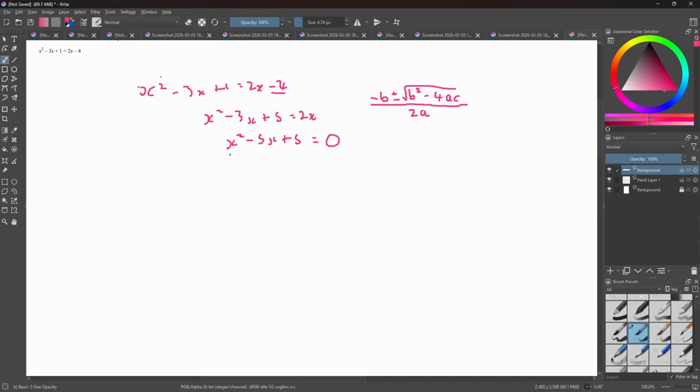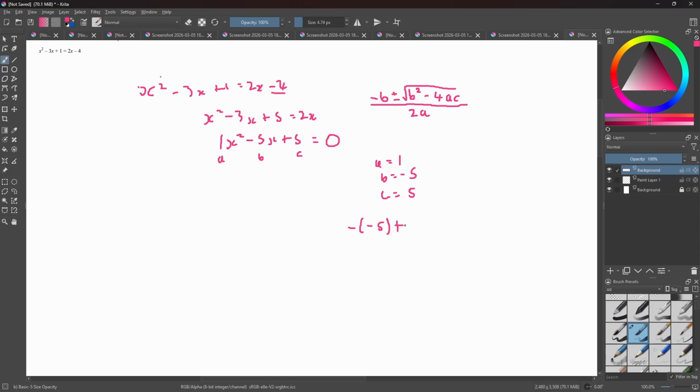Let's label up. So the coefficient in front of the x squared, which is 1, is the a. The coefficient minus 5 is the b. And the one at the end is c. So we know our numbers. We know a equals 1, b equals minus 5, and c equals 5. So to start off, let's sub in our values. So we have minus b, which is minus 5. So that's going to be a positive 5.